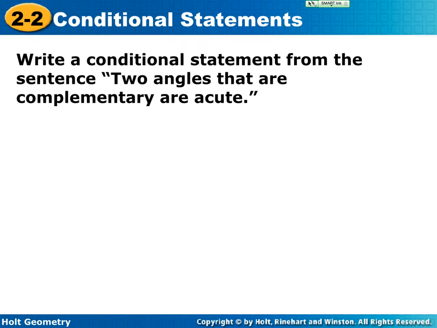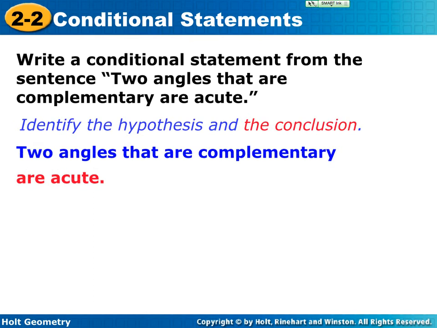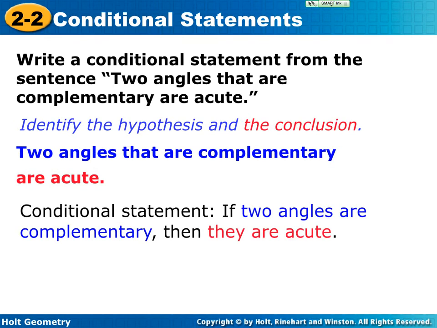Okay. Which group can tell me the conditional statement? Group capable of doing this? All right, Nora. How did your group come out? If 2 angles are complementary, they are acute. And then the hypothesis and conclusion are coded there.